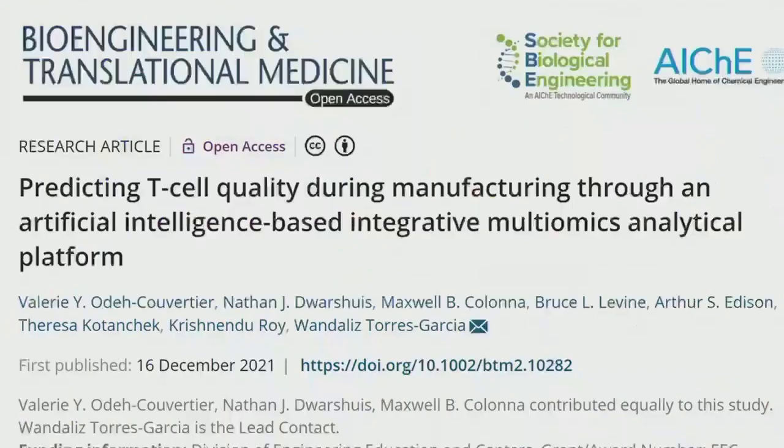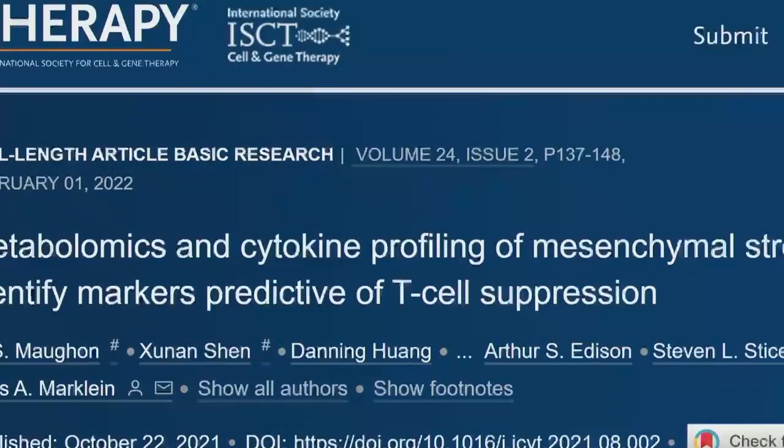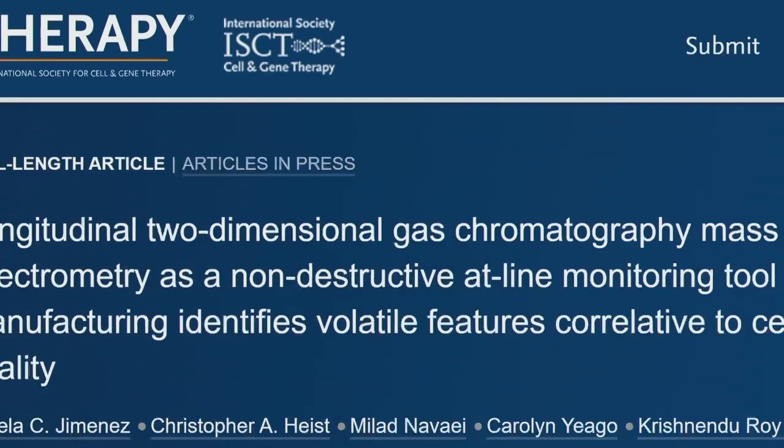And we have done this now both for a T cell product that we recently published, and for an MSC product, in this case looking at metabolomics and secretomics, to talk about how MSCs suppress T cell function, and can we predict that very, very early on. And then very recently, looking at the headspace gas chromatography during MSC culture to show that immunosuppressive properties of these MSCs can be predicted by looking at simply the volatile metabolites early on during culture.